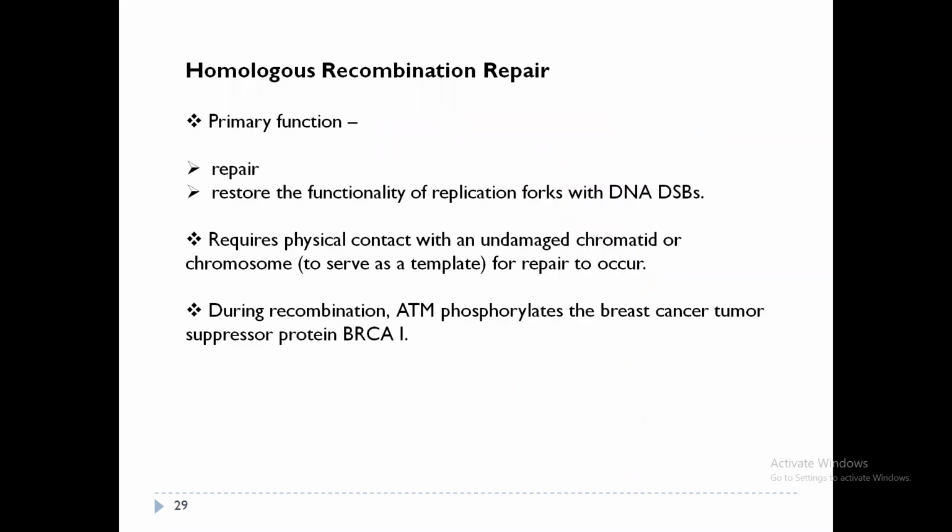Now let's come to the homologous recombination repair. The primary function of this repair is to repair the DNA and to restore the functionality of replication forks with DNA double strand breaks. So this process requires physical contact with an undamaged chromatid or chromosome to serve as a template for repair to occur. And during recombination, ATM phosphorylates the breast cancer tumor suppressor protein BRCA1.